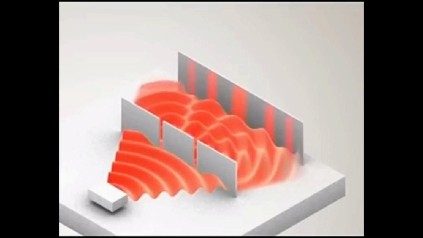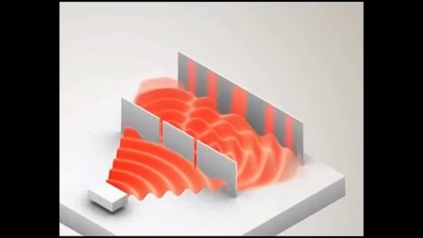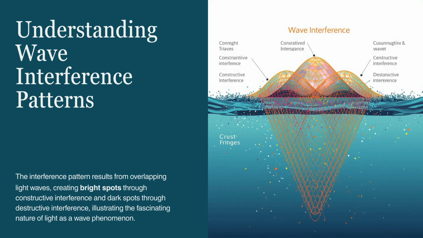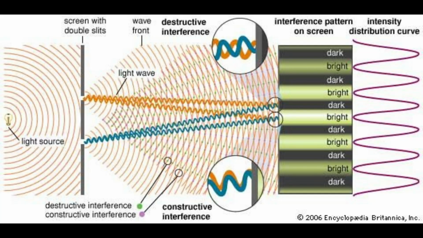The light passing through the two slits created two waves that overlapped. Where the waves met, they created bright spots known as constructive interference. Where the waves canceled each other out, they created dark spots or destructive interference.